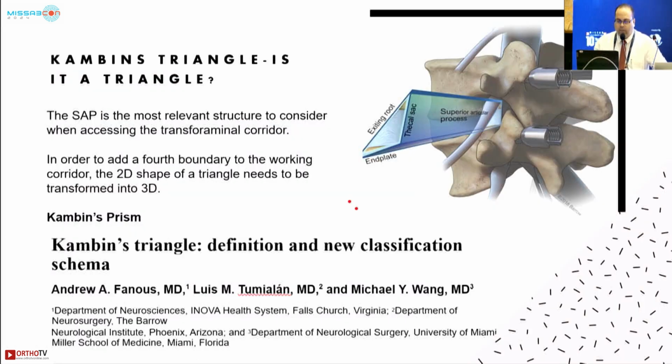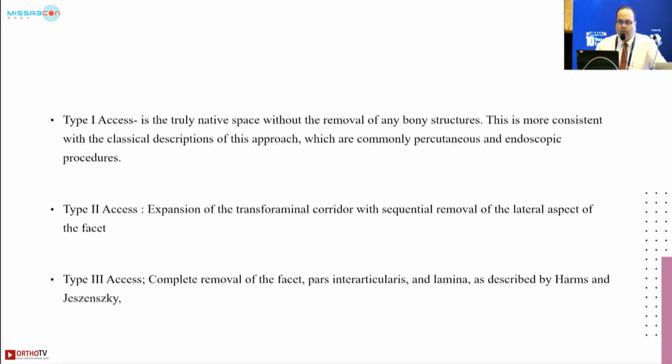But it was later realized that the superior articular process, which is the most important part of this access point, was not considered in these boundaries. So it was the Barrow group who added this SAP and converted the triangle into a prism. So we have different points of access into this prism: type 1 axis, type 2 axis, and type 3 axis.